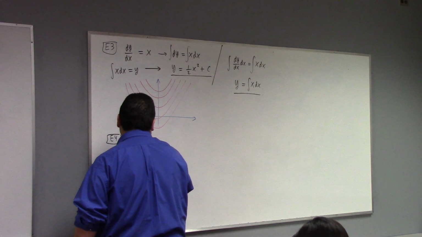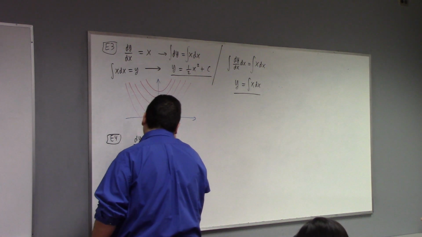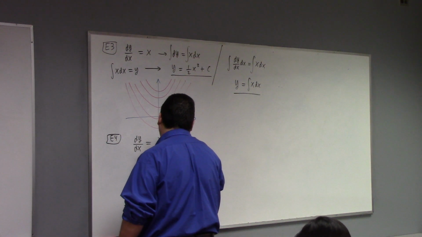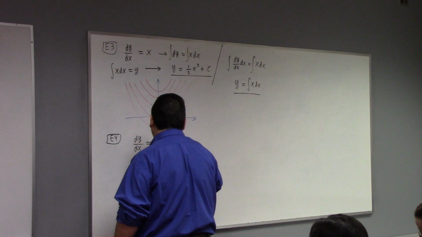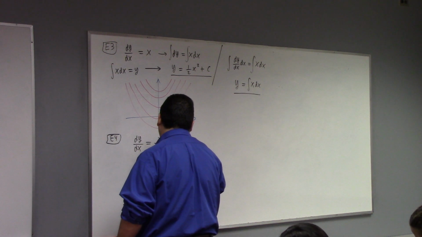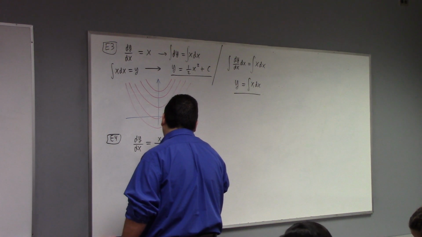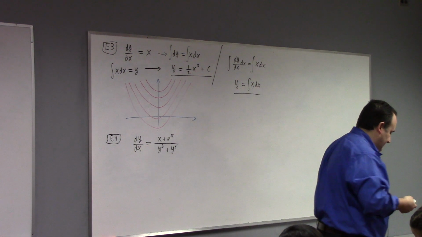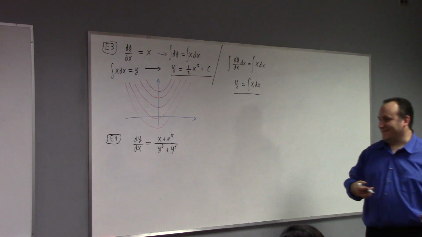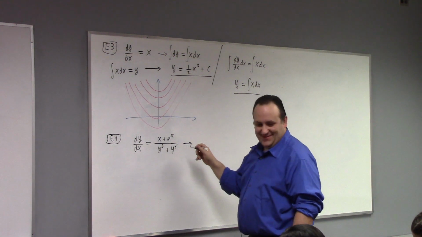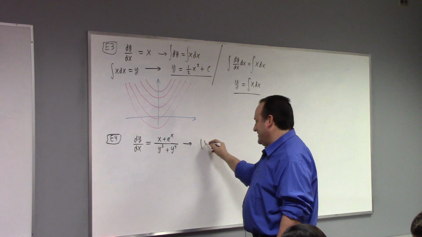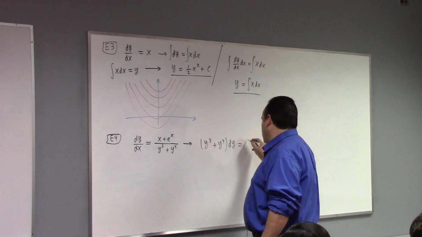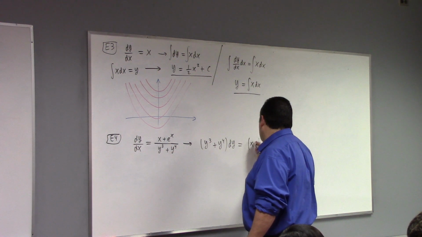What if we're up against dy dx equals, let's say, x plus e to the x over y cubed plus y to the 4th. I want to find the general solution to this problem. What do you do? Separate, integrate. Good answer. There's low-hanging fruit here. Very good. Let's see. Y cubed plus y to the 4th dy equals x plus e to the x dx.